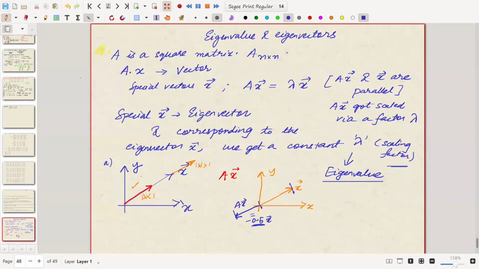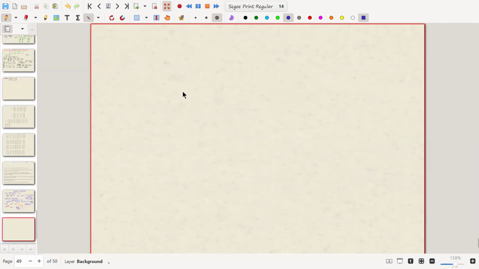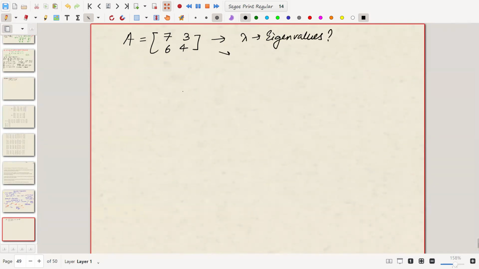Okay, so this is the concept of eigenvalue and eigenvectors. Now let us try to compute an eigenvalue and eigenvector for a matrix, so that we will know what we want to do here, and then we will resort to numerical methods. Take this matrix A. It's just a simple 2 by 2 matrix, 7 3 6 4. For this matrix I want you to find eigenvalues and eigenvectors.